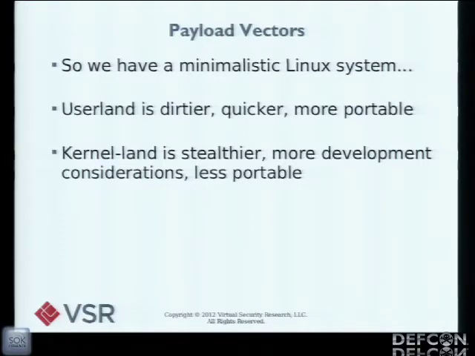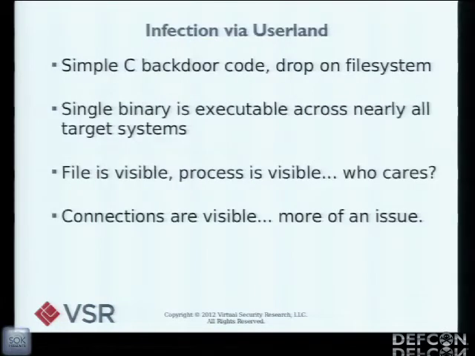All right, great. Next step, deploying the payload. We have this unpacked file system. How can we deploy a payload into this thing, put it back together, and then get code execution on the device? Just looking at the environment, we have a minimalistic Linux system. We have two vectors we can do this through. Userland, which is dirtier, quicker, more portable. You can run a single binary across every device because it's the same architecture. It's all Linux. Or you can do kernel land, which is stealthier, but you have more development considerations, and it's less portable. You have to tailor it to each specific device.